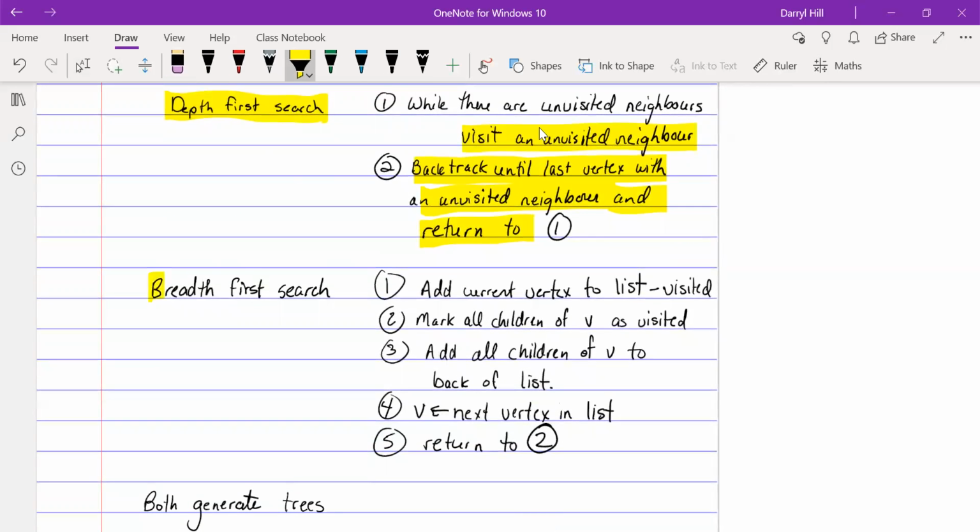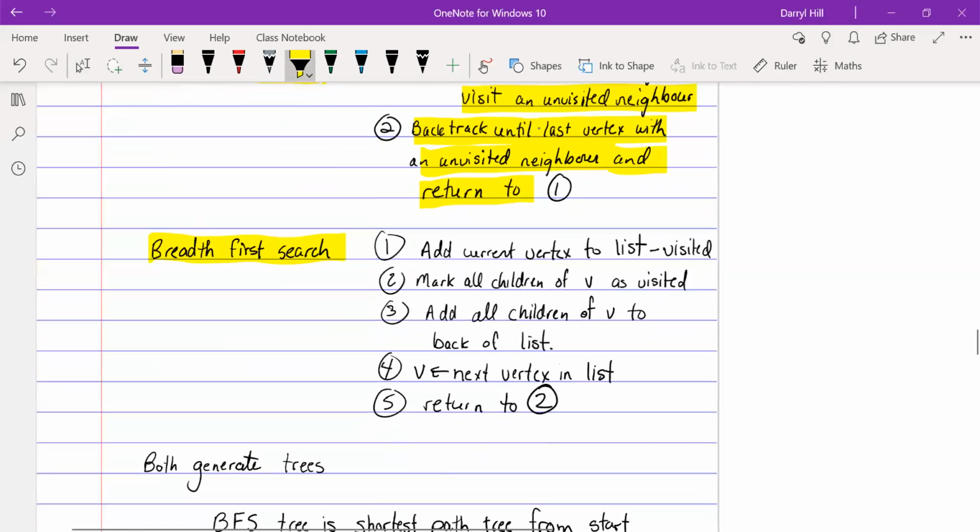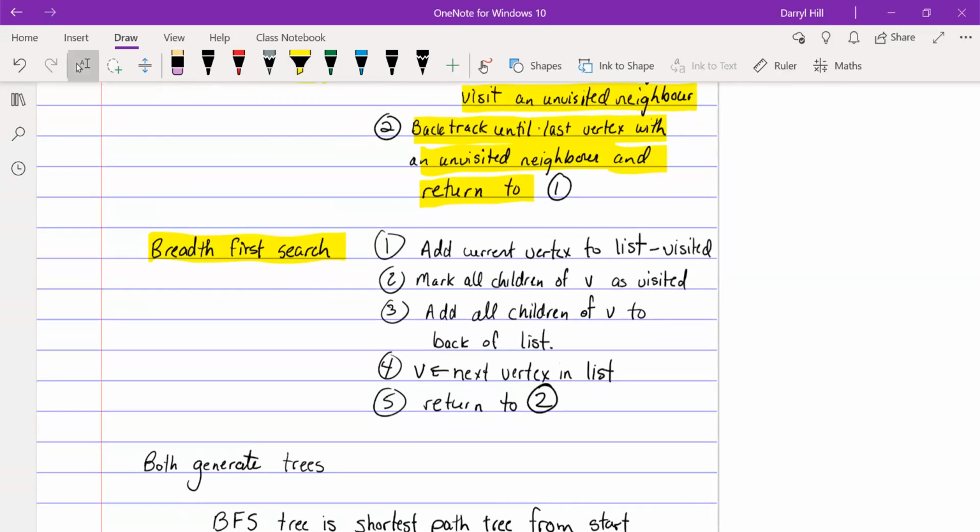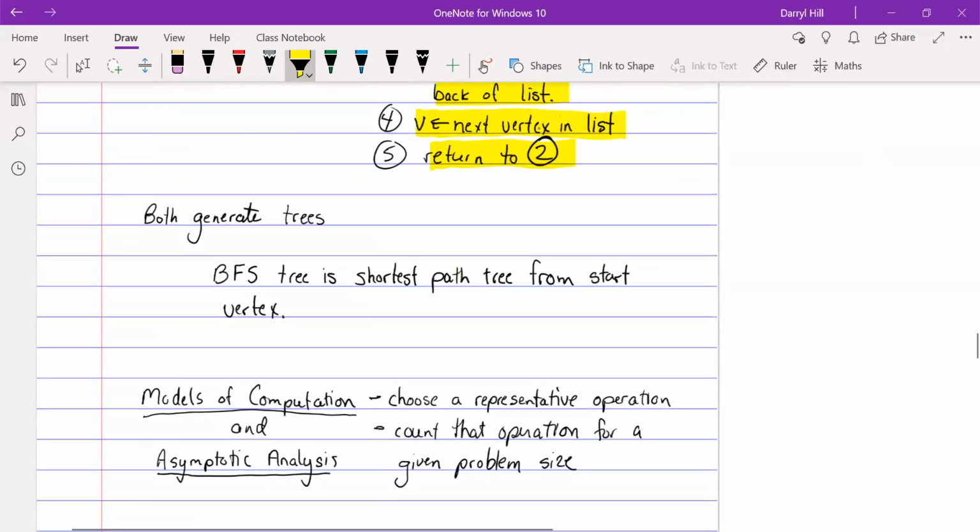And the breadth first search is a little more complicated. So we add the current vertex to a list, and we mark it as visited. And then we mark all the children of the vertex as visited. We add all the children of our current vertex to the back of the list. And then V gets the next vertex in the list, and we return back to 2. And again, we will see examples of how we would run through that when we get to the practice final.